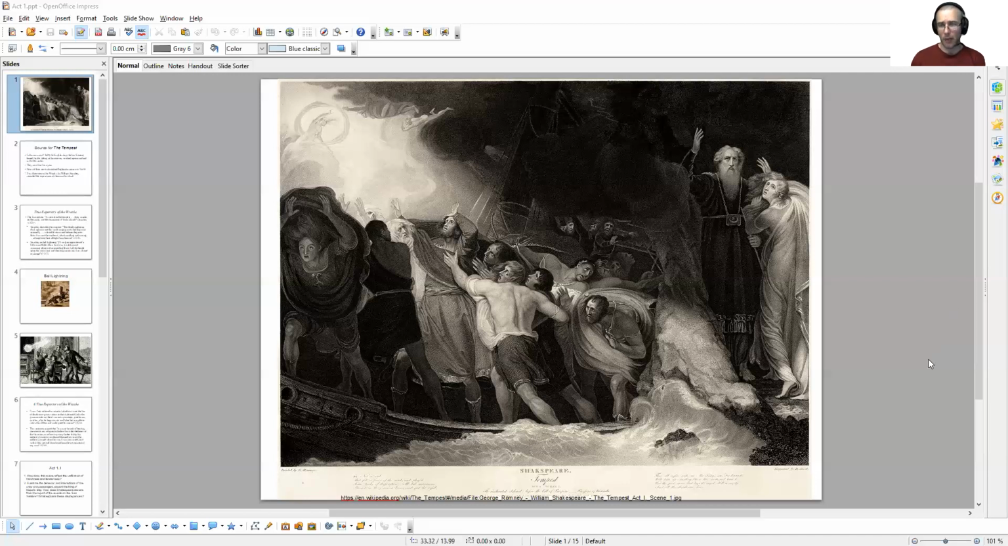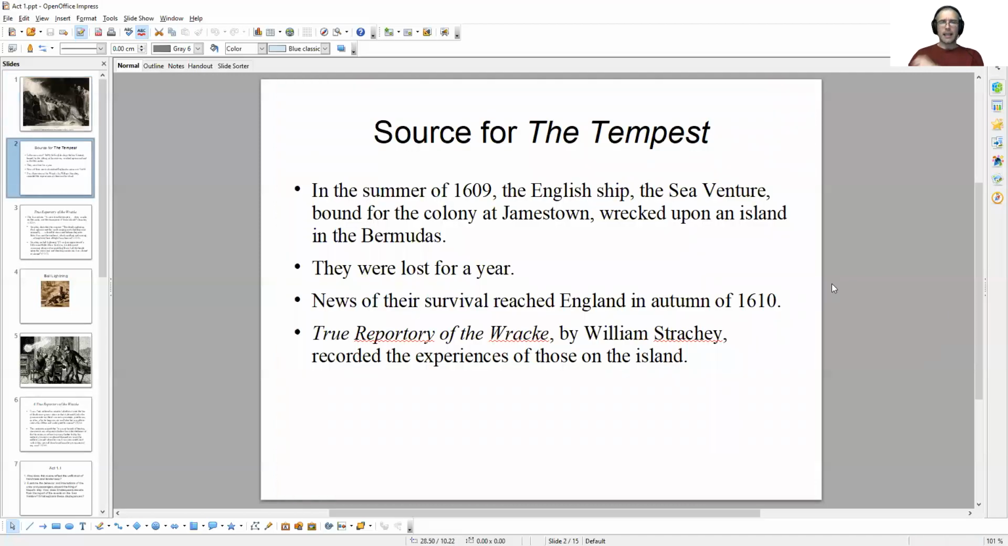With respect to historical background, this play was inspired by an original source. In the summer of 1609, an English sea vessel, a mariner's ship, the Sea Venture, which was en route to the New World carrying colonists and supplies, was wrecked. The ship was caught up in a massive tempestuous storm, and the crew were marooned on islands in the Bermudas.